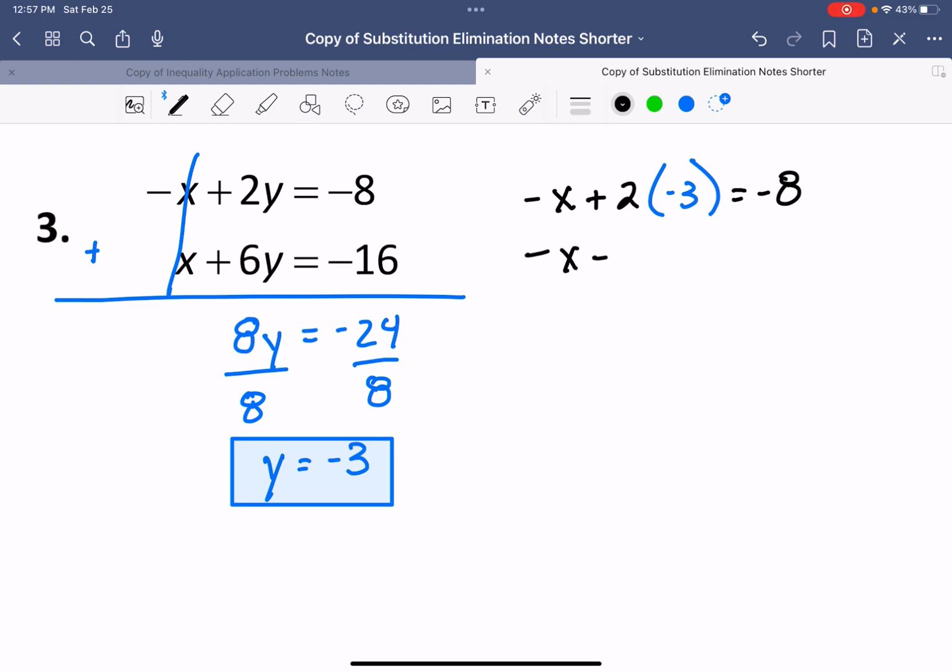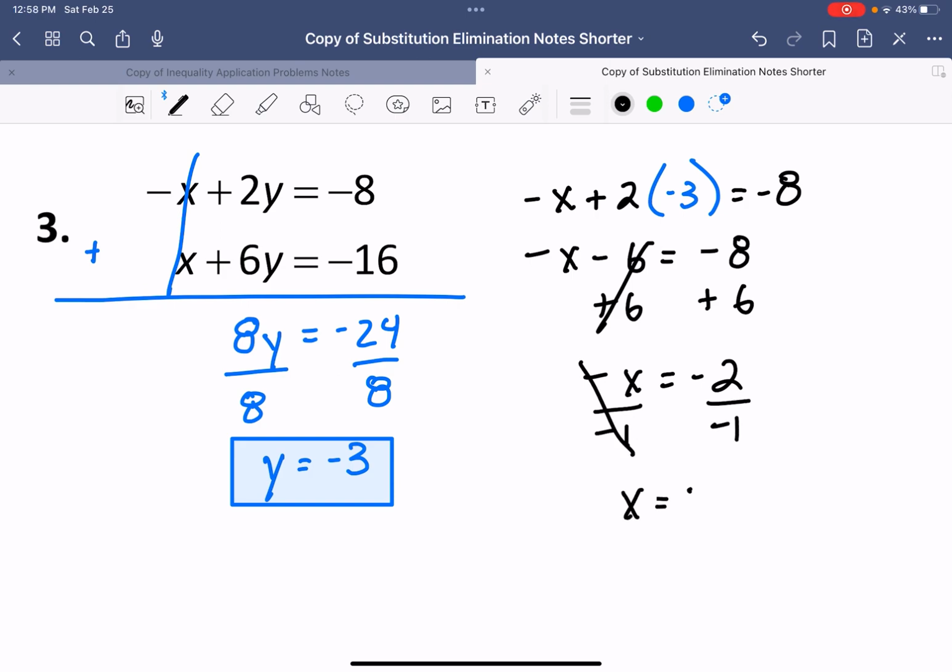And as I go through and solve, I'm going to now add my 6's. And I'm left with negative x is equal to negative 2. Now, as you can remember, we cannot have a negative x. We're dividing by negative 1, right? Those cancel out, and x is equal to 2.